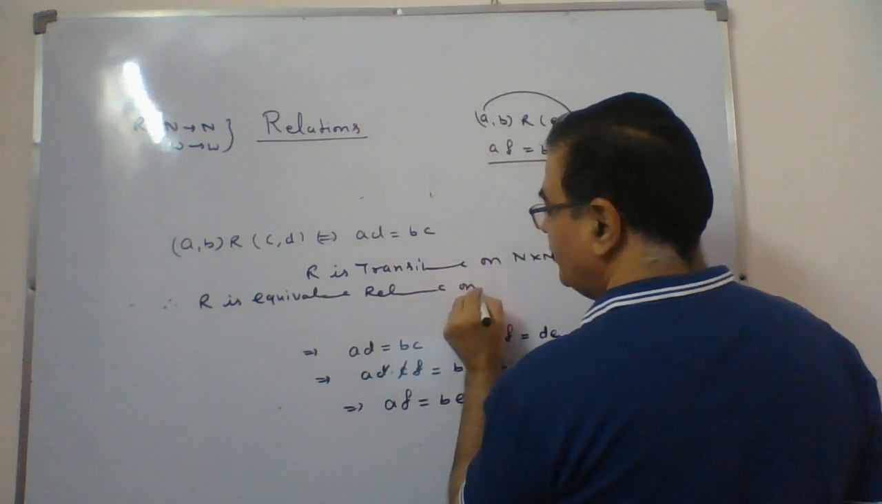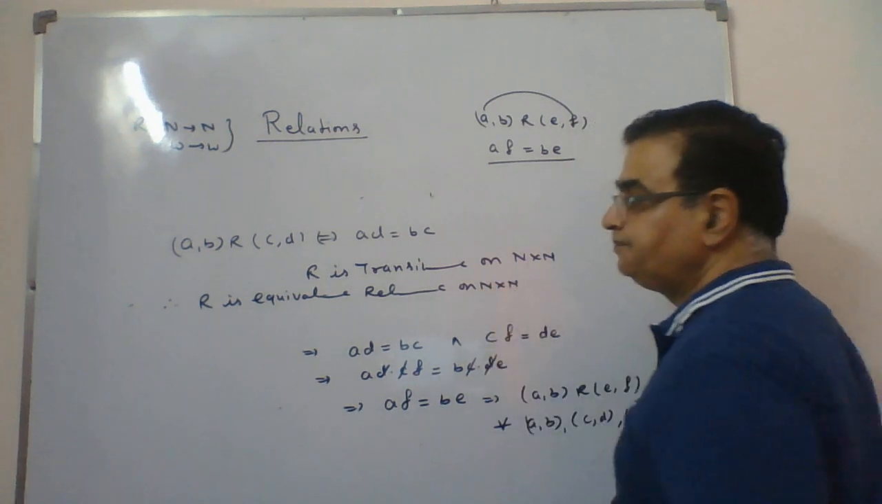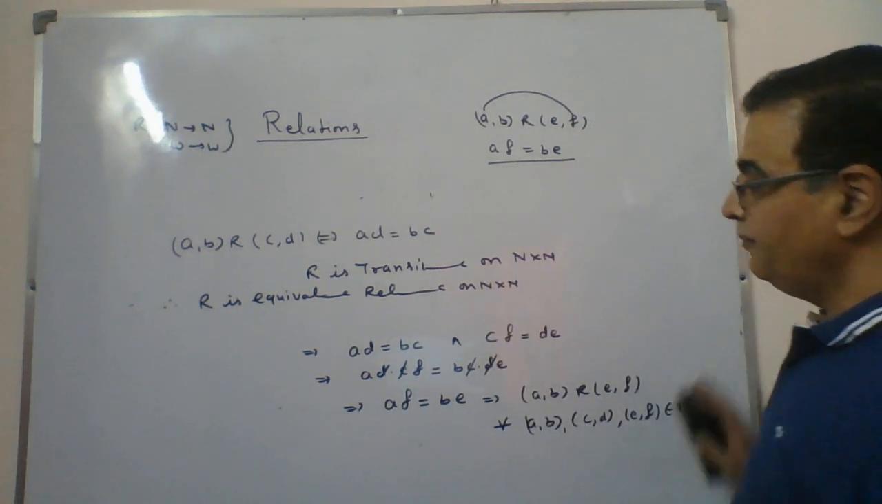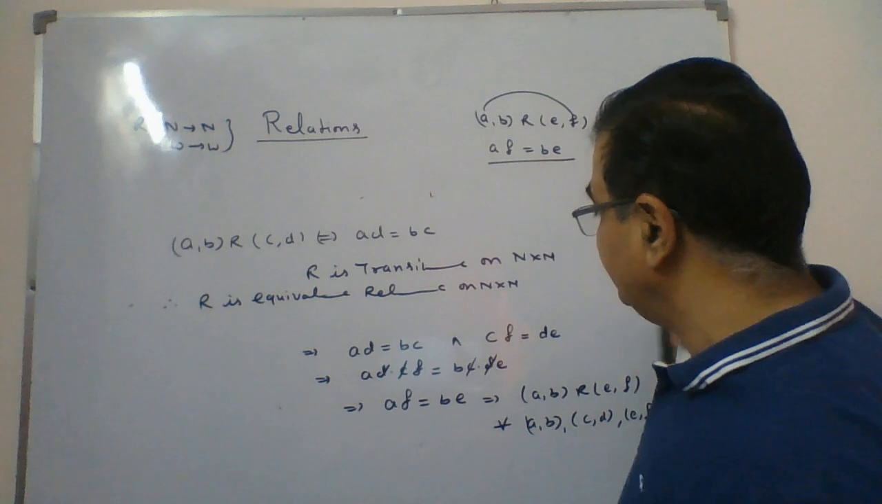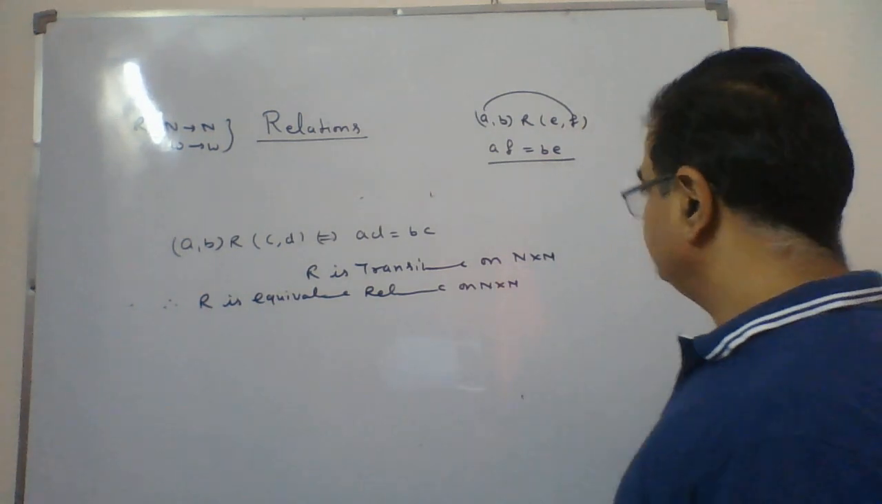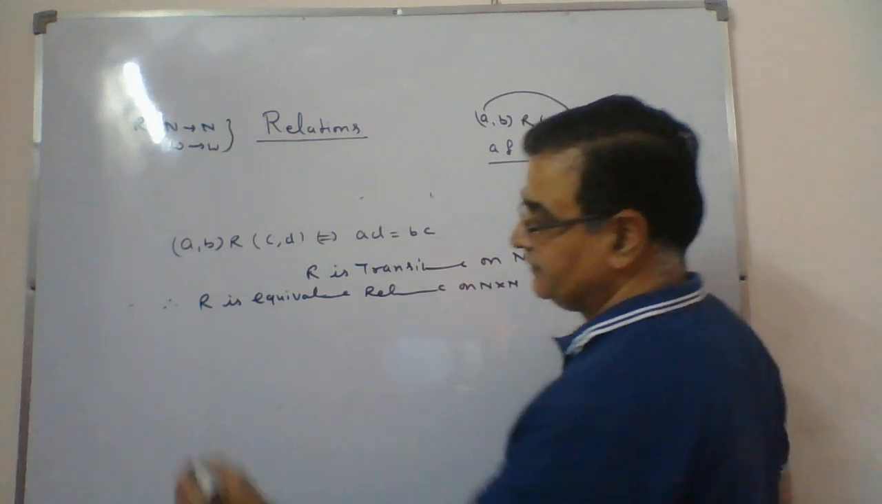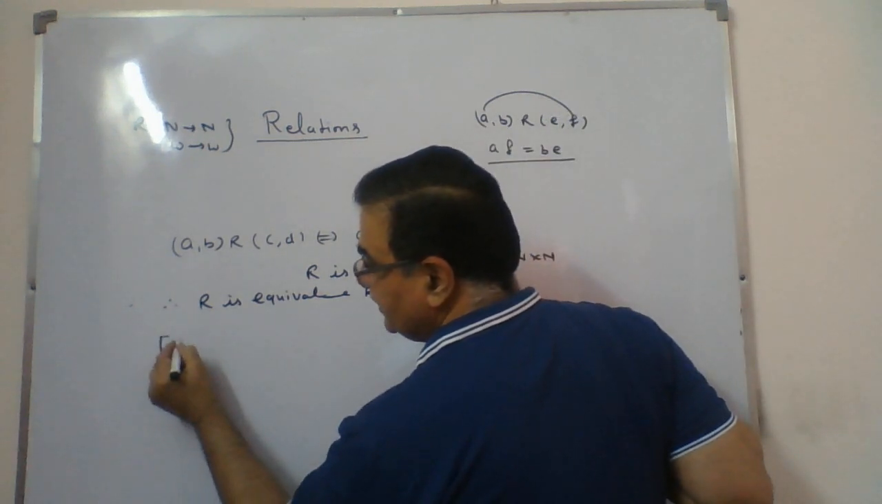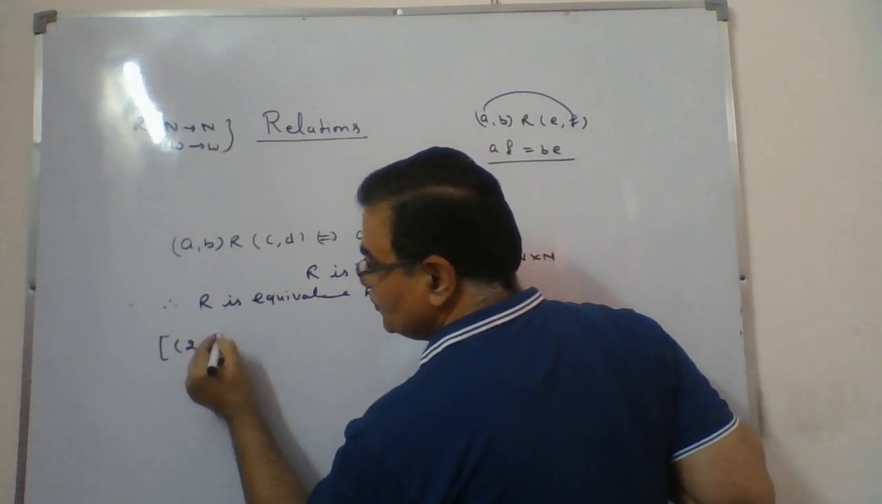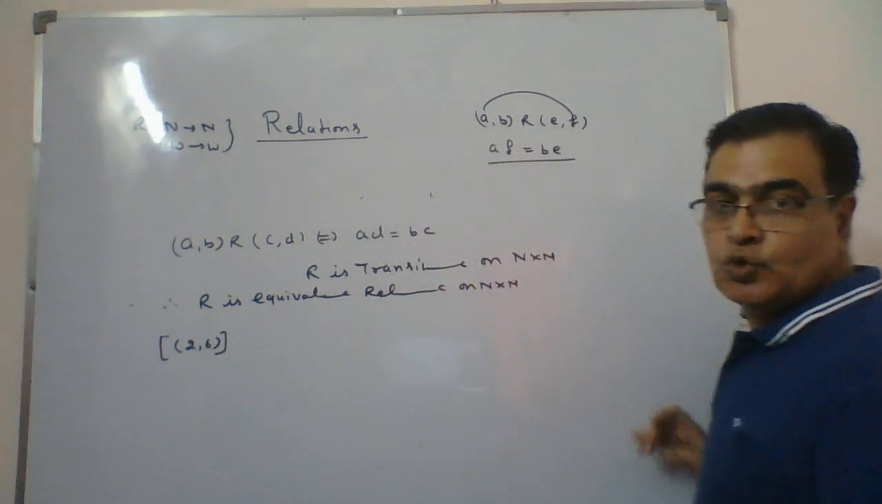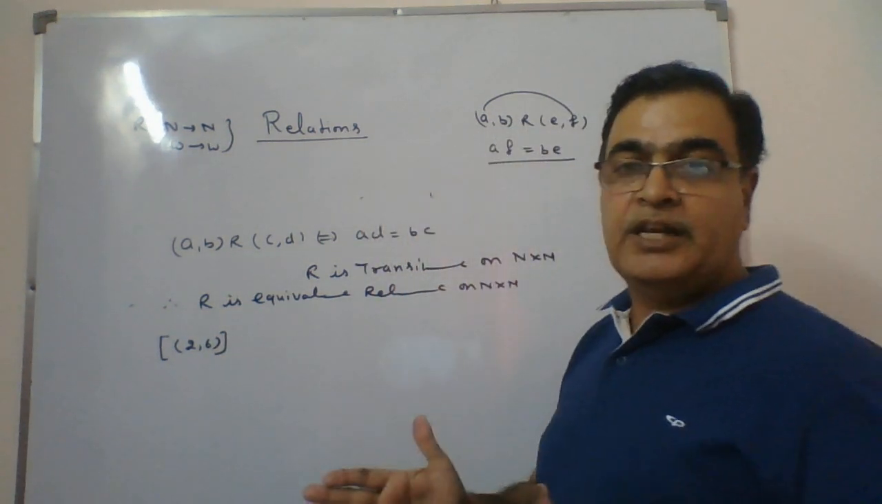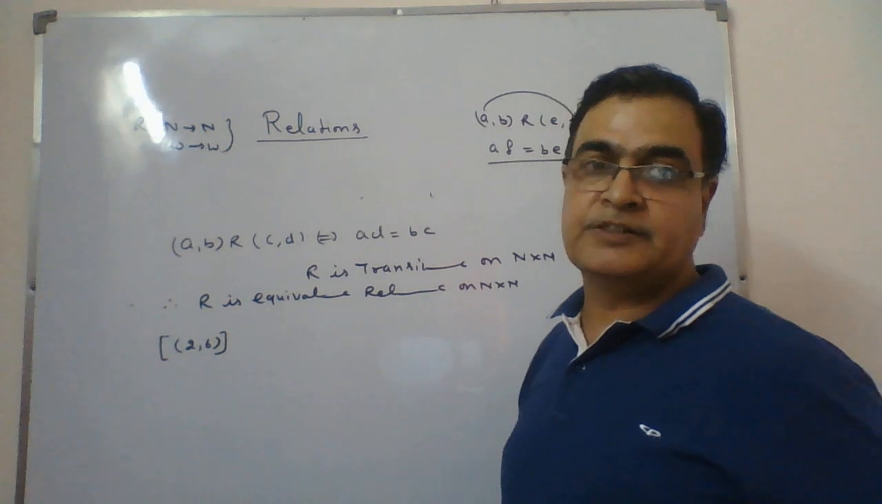Relation on N cross N. Now coming on second part of it. Second part of it says that you write down the equivalence class of (2, 6). We want the equivalence class of (2, 6), which means we want those elements which are related with (2, 6).